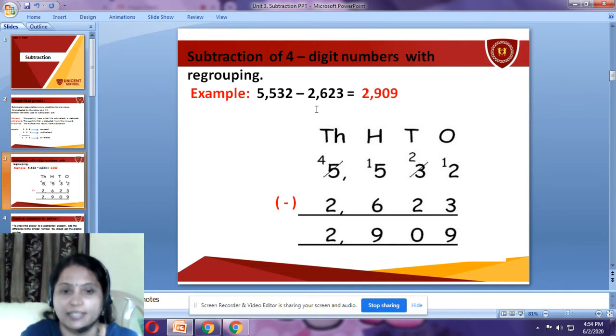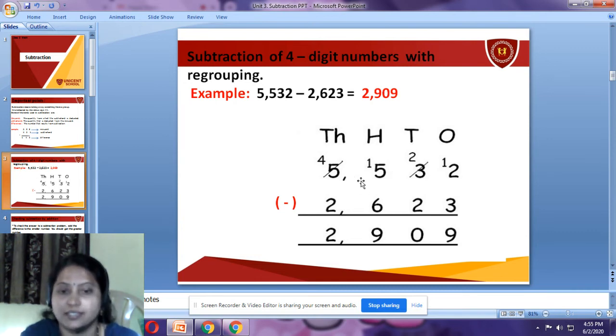Now we have to subtract 2623 from 5532. Let's place the numbers according to their place values: ones, tens, hundreds, and thousands. So 2 we must write in ones place, 3 in tens place, 5 in hundreds place, and the other 5 in thousands place. What is the number that we need to subtract? 2623.